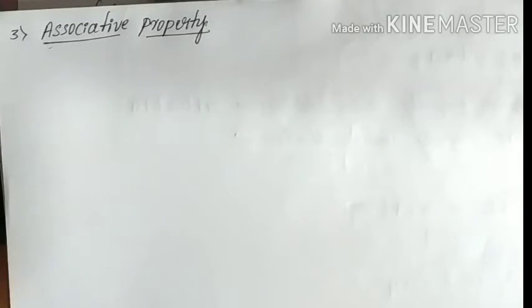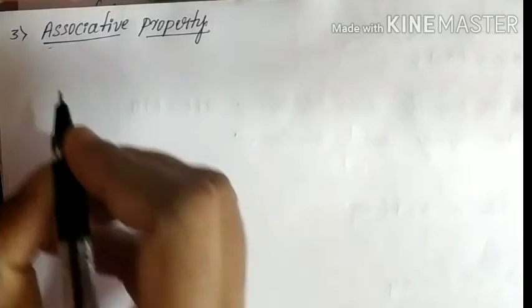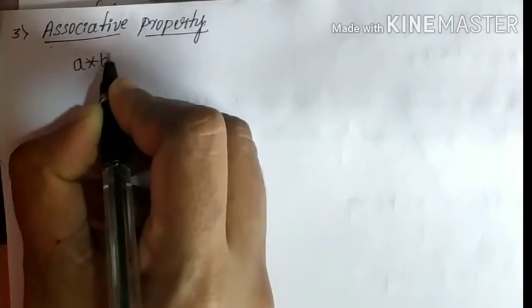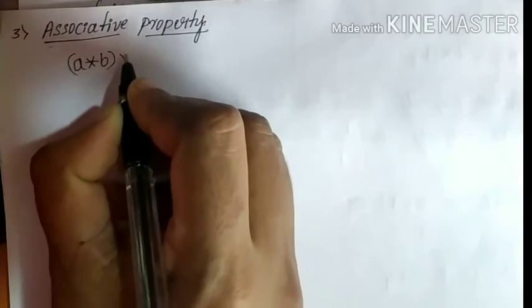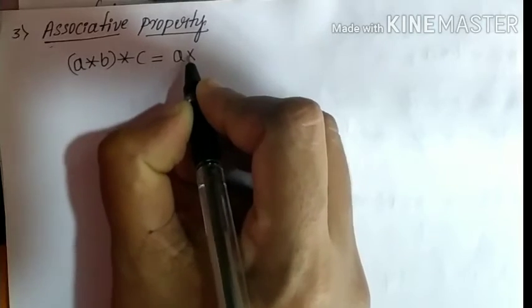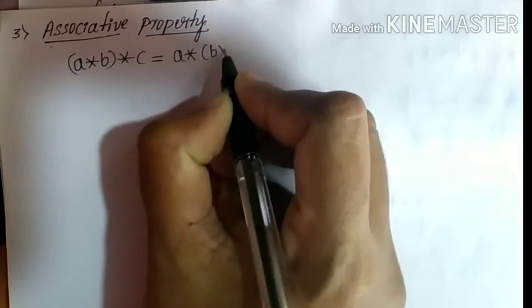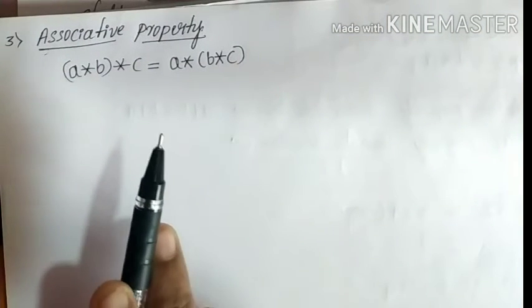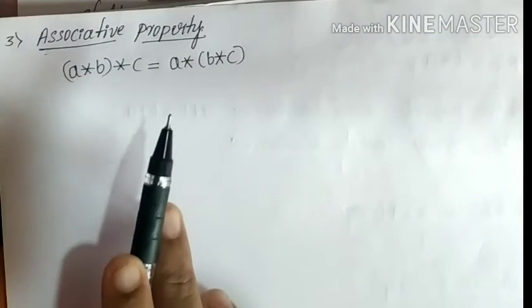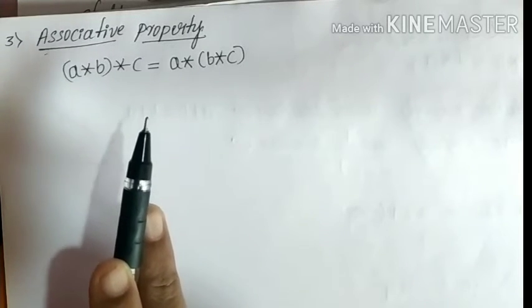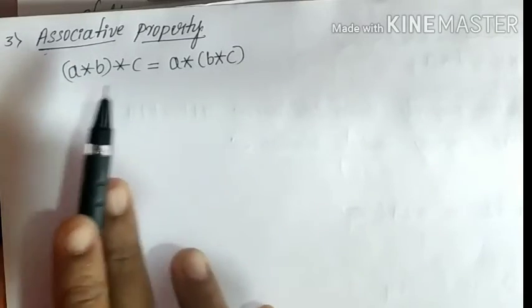Before I discuss the associative property, I will write the symbolic representation of the associative property, that is, (A star B) star C is equal to A star (B star C). See here, as I said before, the associative property is one where the result of an equation must remain the same despite a change in the order of operators.